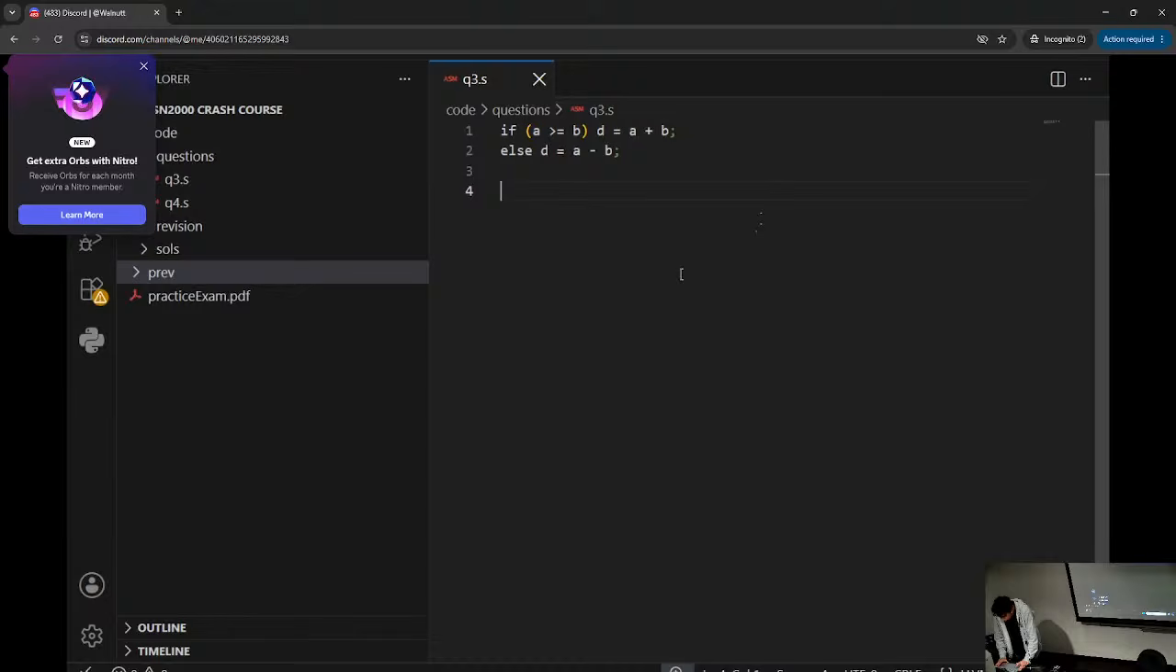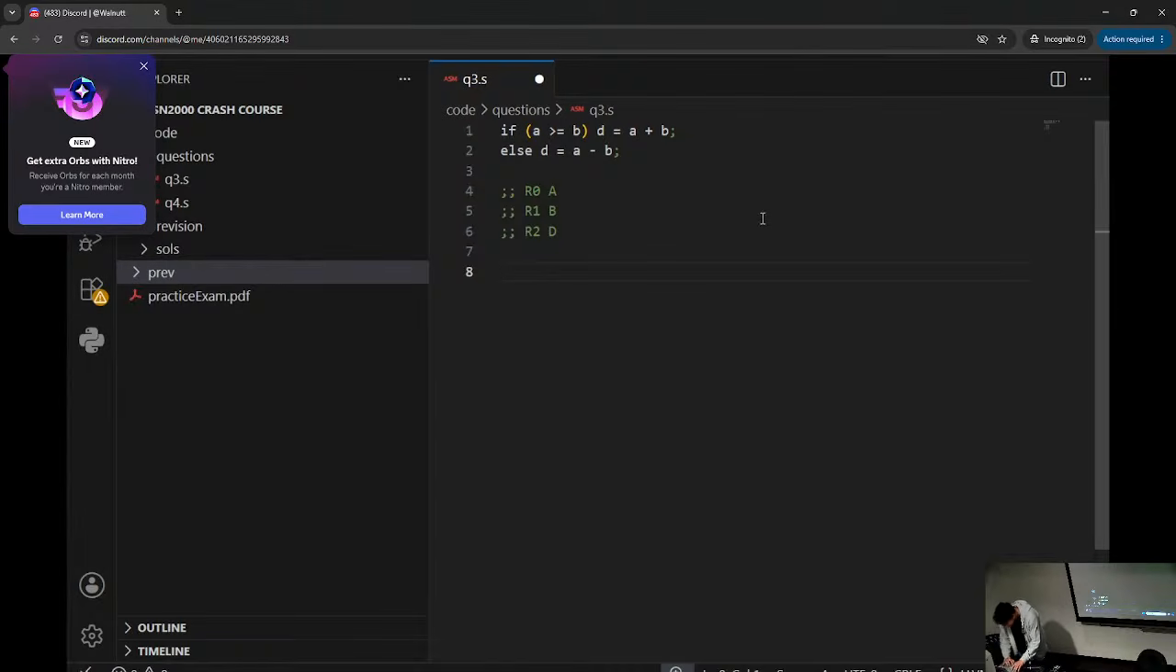So the first thing we can immediately see is that we have some sort of comparison, right? Let's suppose R0 is A, R1 is B, and R2 is D. That's our definitions. Usually they will give you the definitions of where each variable is stored, but if not, you can make an assumption, but you always have to state your assumptions.